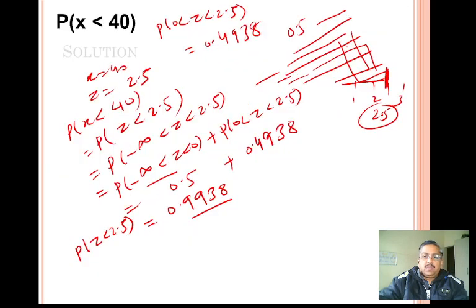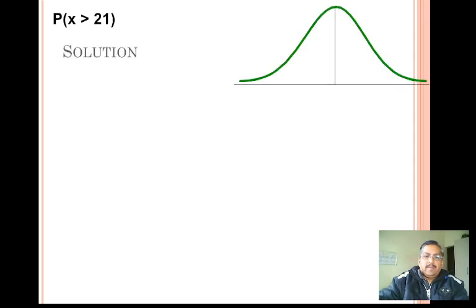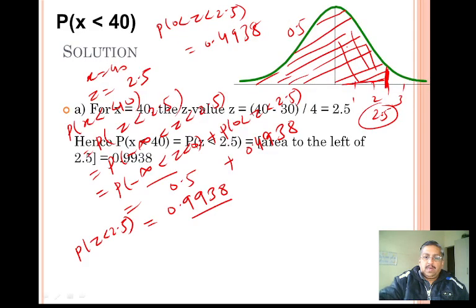4878. Let us note down this value here. Copying the value here, that means the probability that z lies between 0 to 2.25 is 0.4878, right?